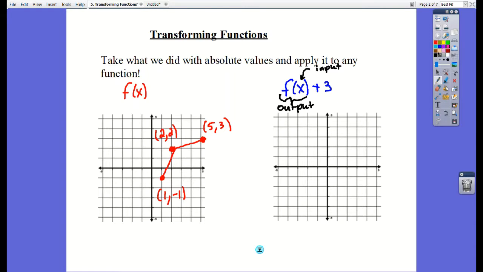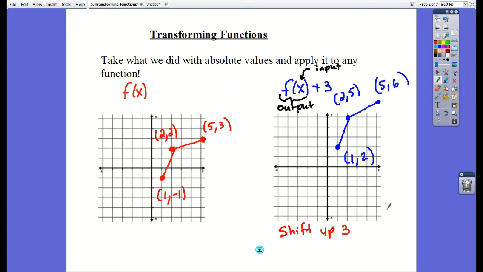So then our new graph should look like this. We have 1, -1. Well, if we're adding 3 to it, 1, -1 should become 1, 2. We added 3 to our outputs, right? 2, 2 should become 2, 5. And although this one's a little bit off the graph, that's right. 5, 3 should become 5, 6. All we did was we shifted everything. This is a shift up 3.